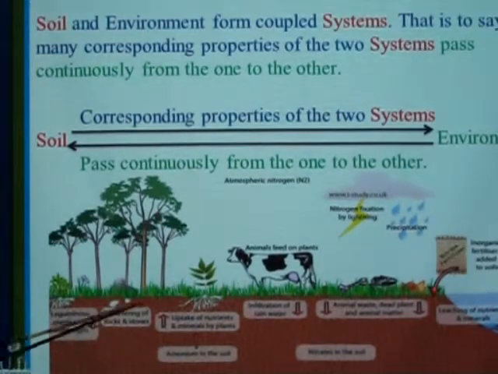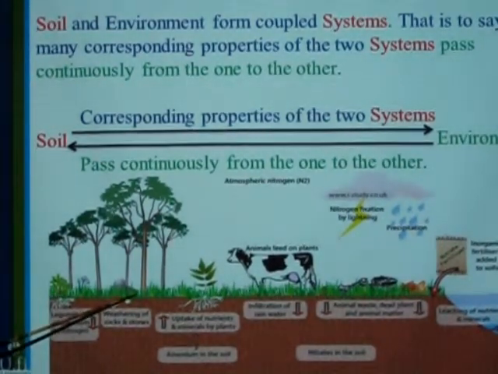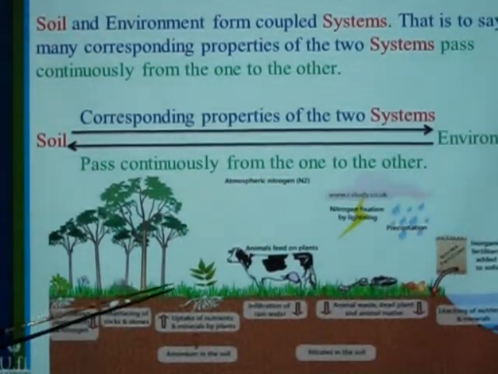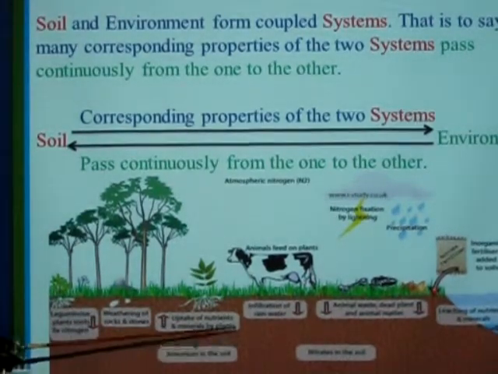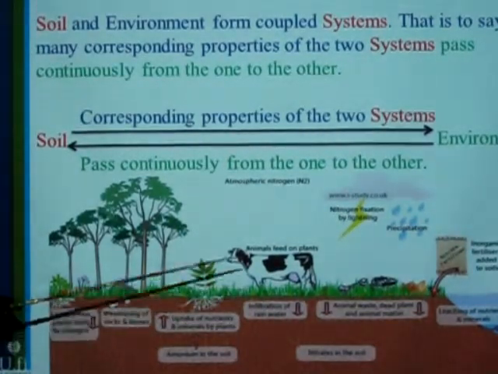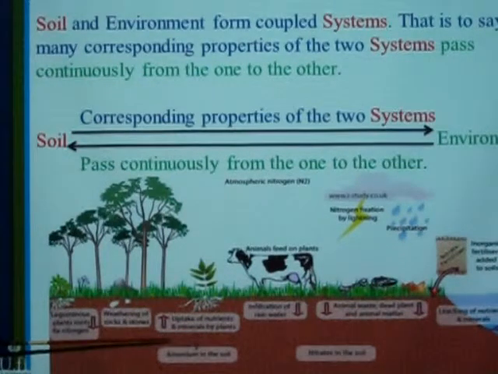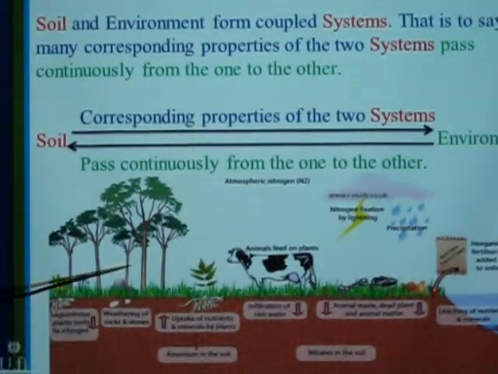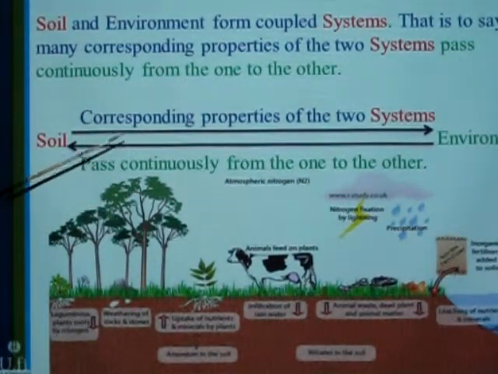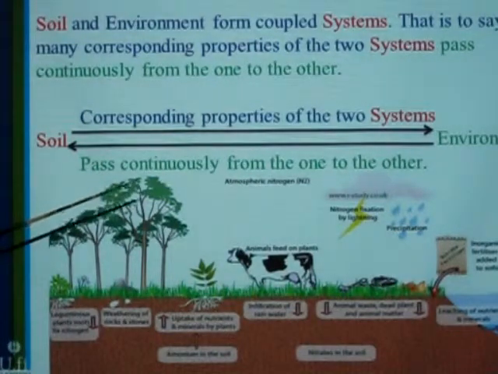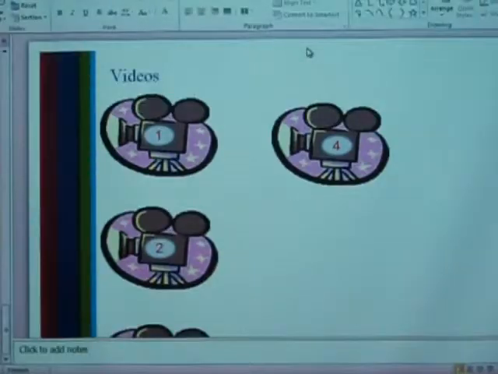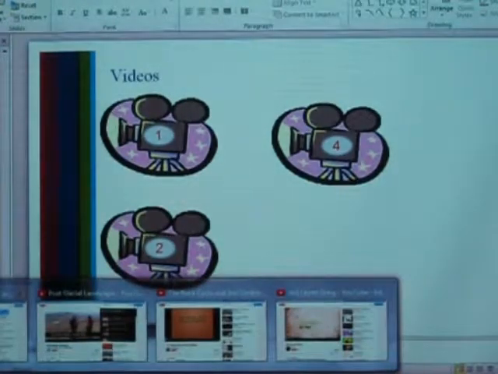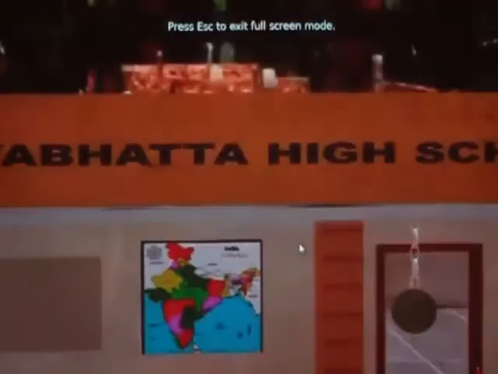So the soil supports the plant, the life of the plant. And the plant supports the life of animals. Also the water cycle is affected by soil. That means it is an open system. And the relation between the environment and soil is through this two-way equation, passing continuously from soil to environment, and from environment to soil. Let's watch these videos. I went very quickly because of the time.